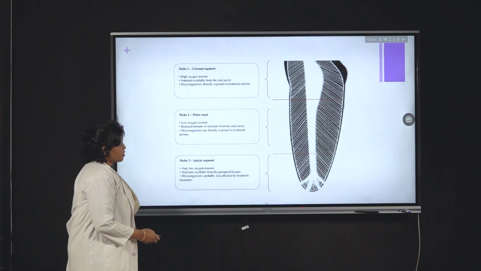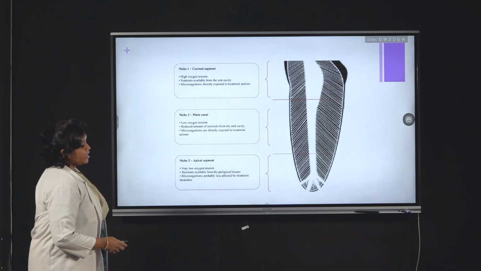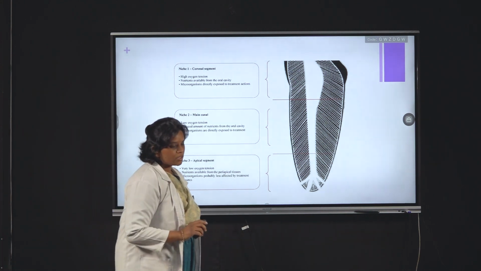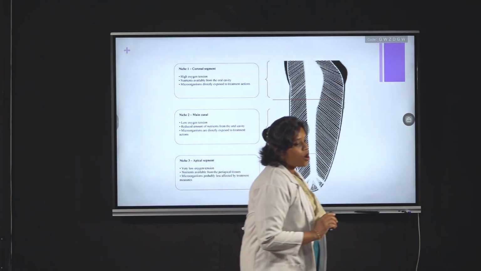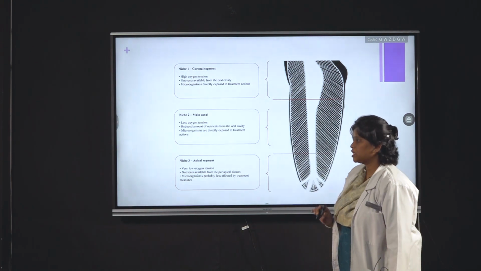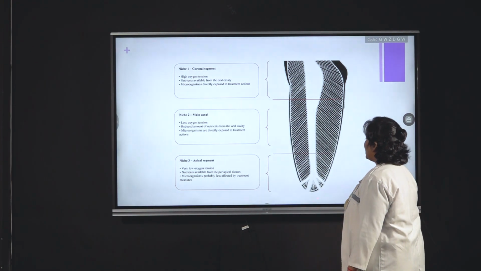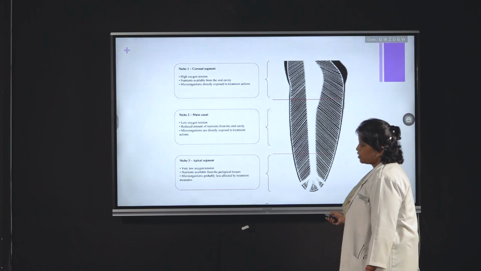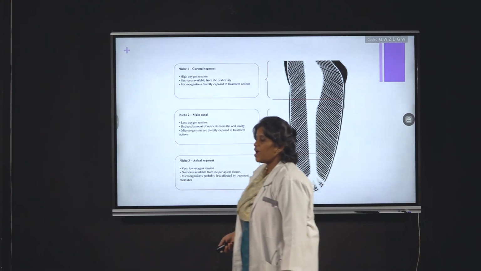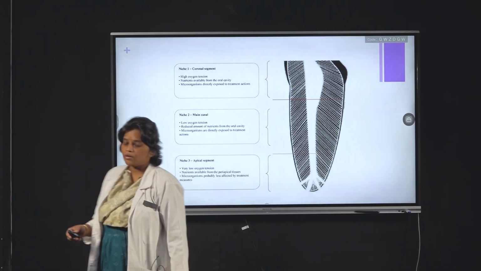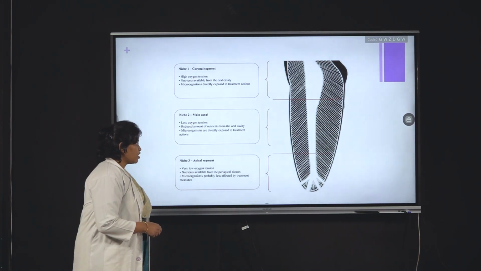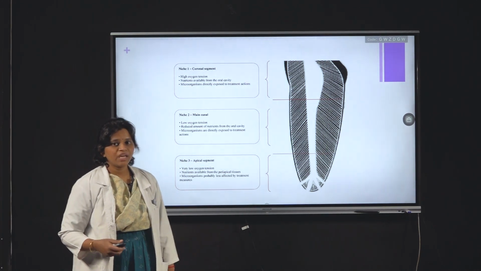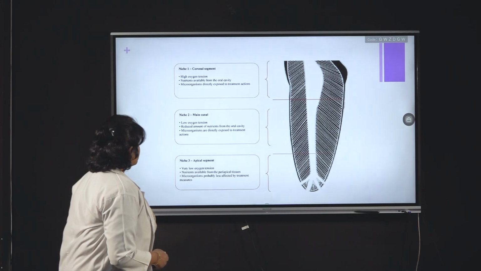Here the nutrition is coming from the periapical area, and the most difficult part is that the microorganisms are not susceptible to the endodontic treatment. So removing the bacteria from the apical third becomes very difficult, and because of the inability to remove the bacteria from the apical third, that causes most of the endodontic failures.